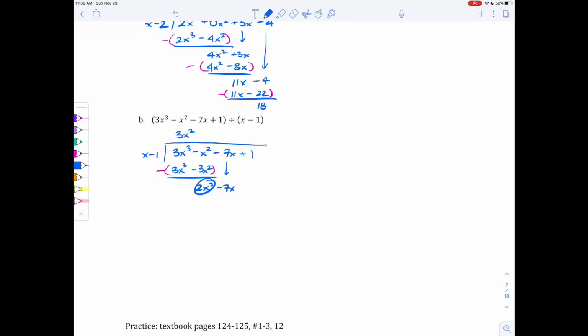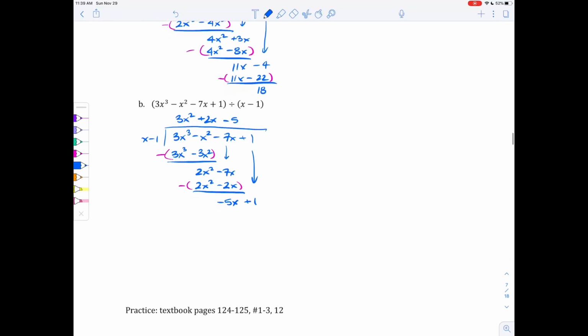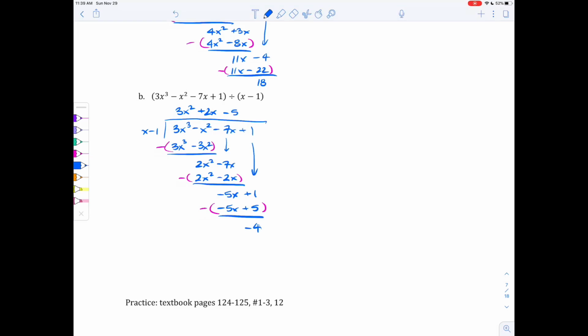Anyways, 2x squared divided by x is 2x. 2x times x minus 1 is 2x squared minus 2x. And I will subtract that. Give myself negative 5x plus 1. Negative 5x divided by x is negative 5. Negative 5 times x minus 1 is negative 5x plus 5. Subtracting this whole thing. Really just 1 minus 5 is negative 4.